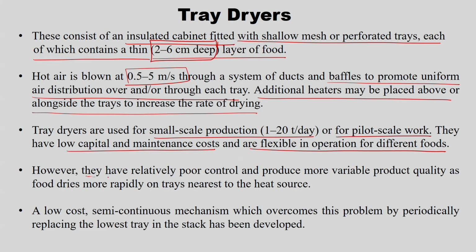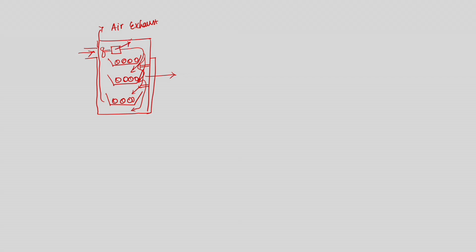However, they have relatively poor control and produce more variable product quality, as food dries more rapidly on the trays nearest to the heat source. So, this problem is there, right. That is why we said additional heaters may be placed above or alongside of the trays to increase the rate of drying. Here the mechanism is that your heater stays here, so the air which comes here will be very hot. The tray next to the heater will get dried too quickly, and further drying damages the food material, right.